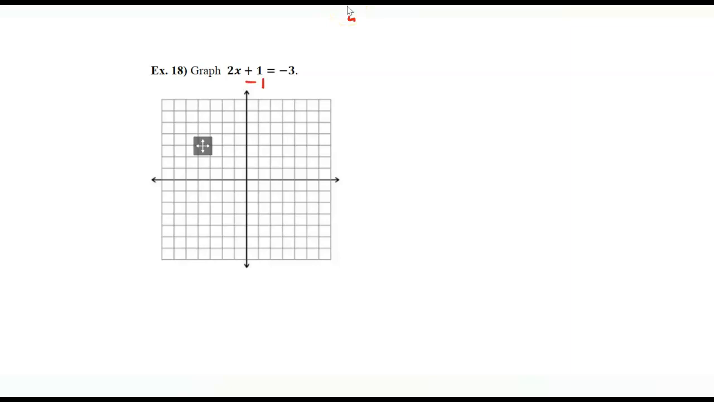So we would subtract 1 on both sides. We want to solve for x because it's the only variable. So we subtract 1, those cancel, so I get 2x equals -3 minus 1, or -4. Divide by 2 on both sides, and so x equals -2.